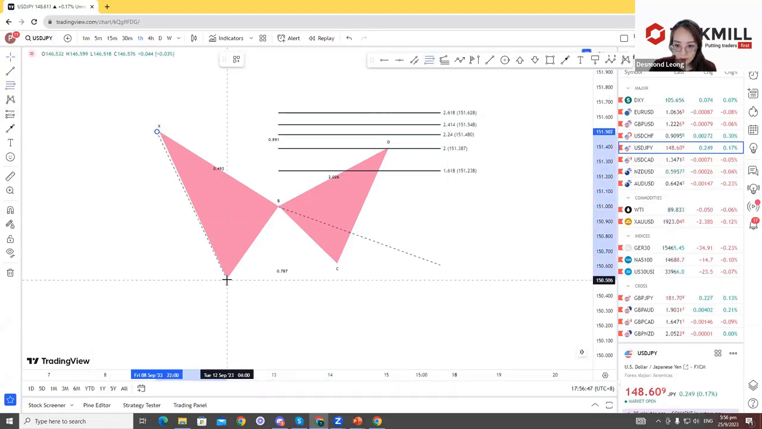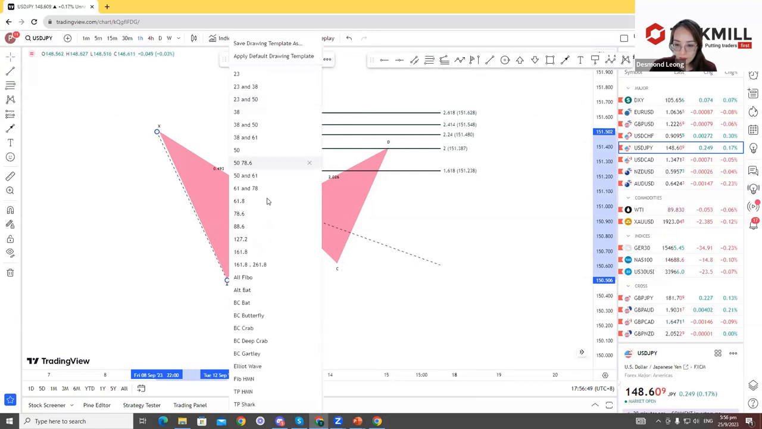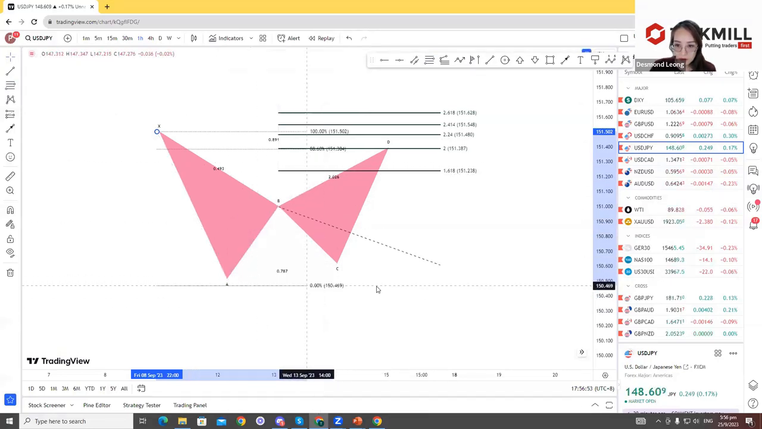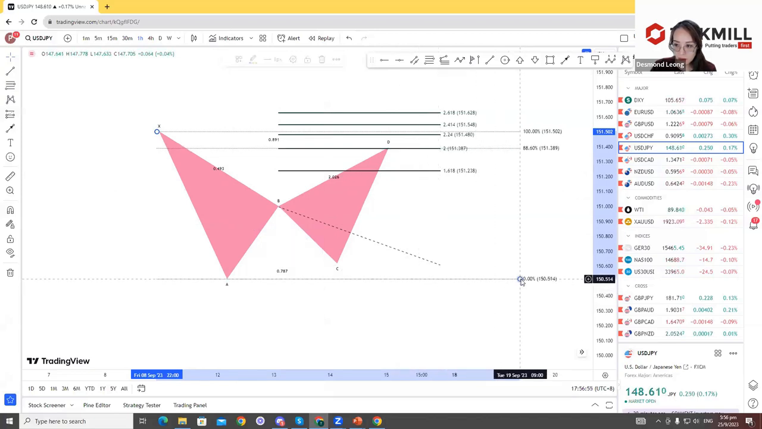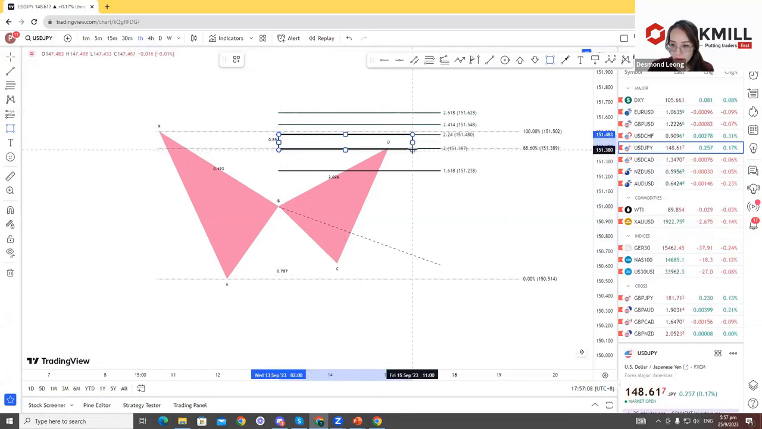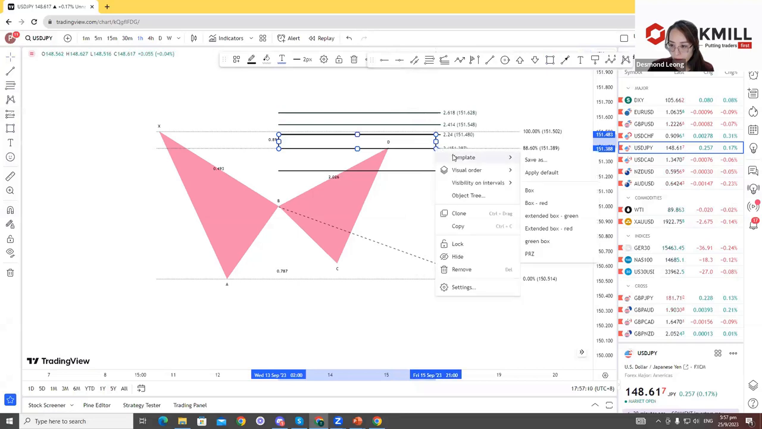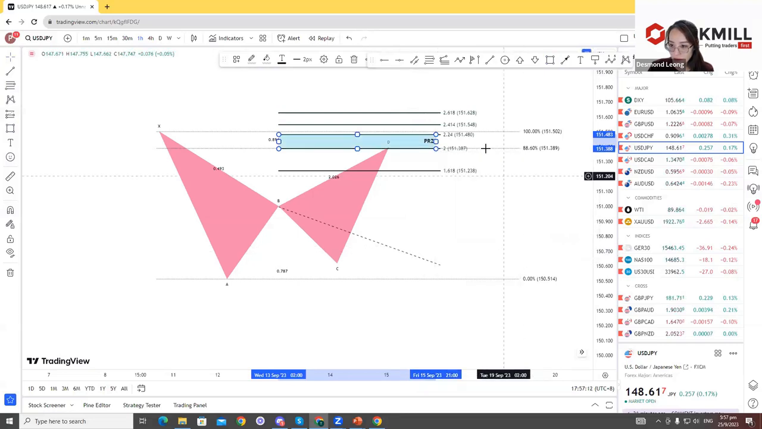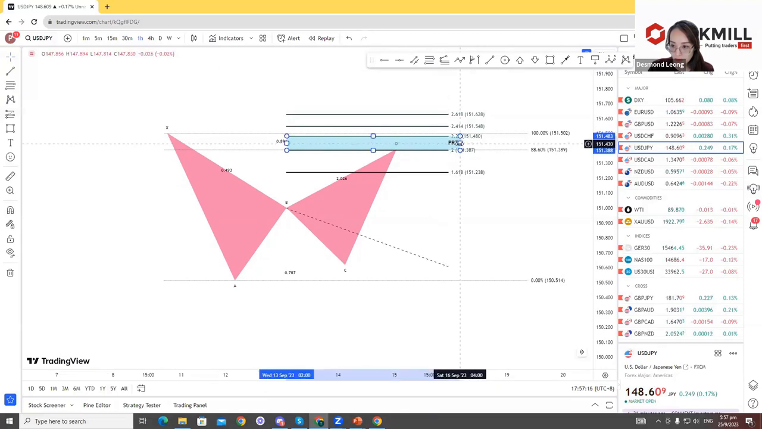In this case, what you can see is our PRZ zone, 88.6% here and here. So this is a confluence zone. Basically, this is our, maybe somewhere here. Do I have the template? It's our PRZ, or potential reversal zone, here.